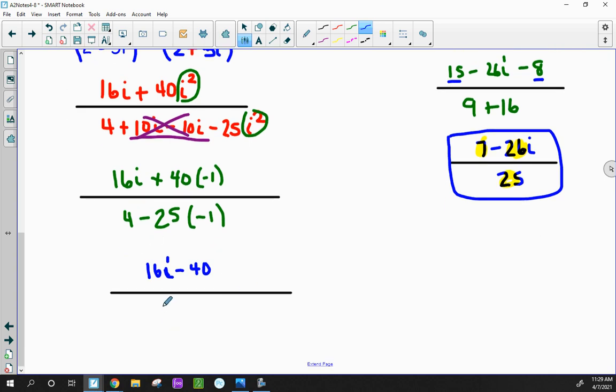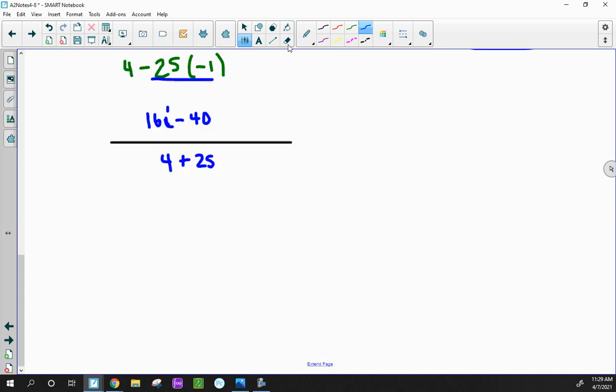Denominator, we drop our 4 down. We multiply negative 25 times negative 1, which is positive 25. We go back to the top. Again, nothing can be done there, so we're just going to drop that down. And then denominator, I see 2 real numbers. Well, they need to be put together. 4 plus 25 is 29.